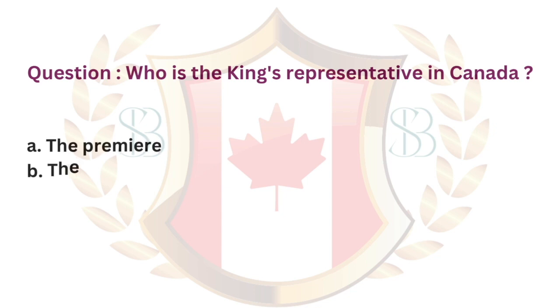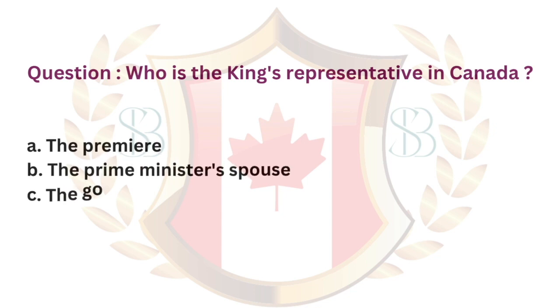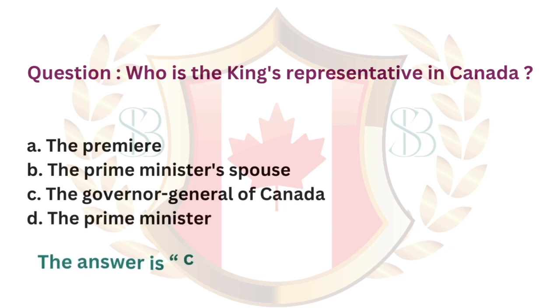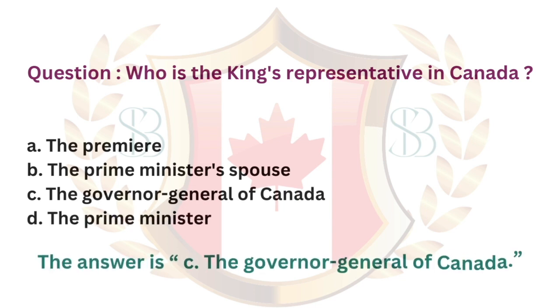Question. Who is the King's representative in Canada? A. The Premier. B. The Prime Minister's spouse. C. The Governor-General of Canada. D. The Prime Minister. The answer is C. The Governor-General of Canada.